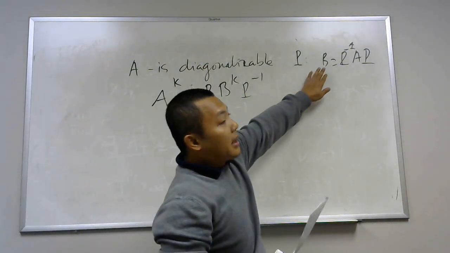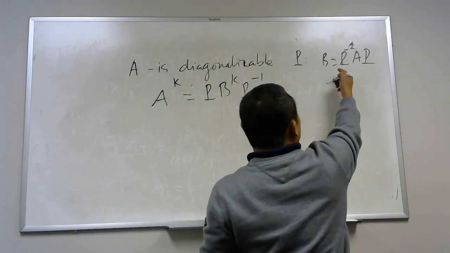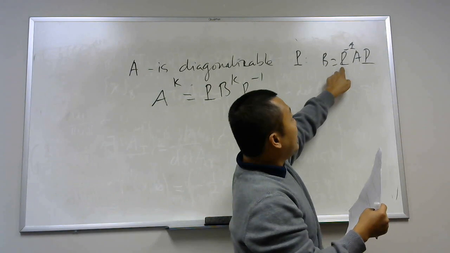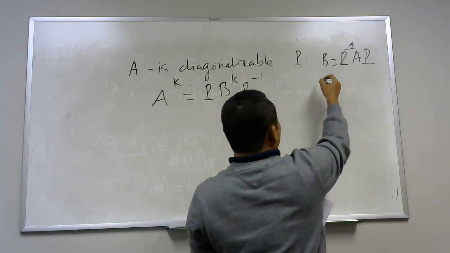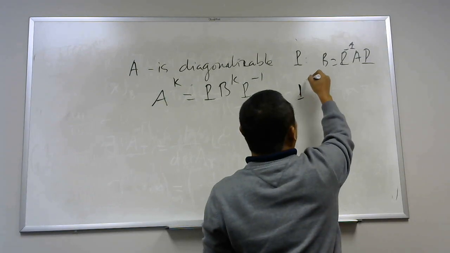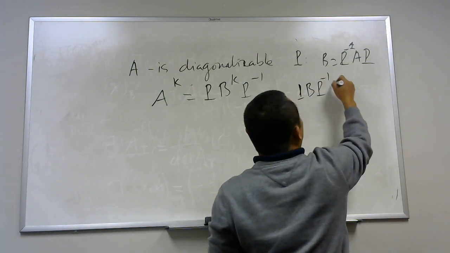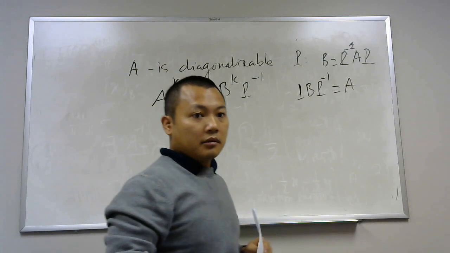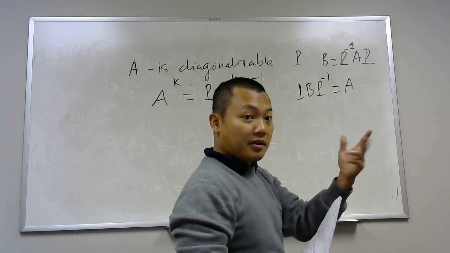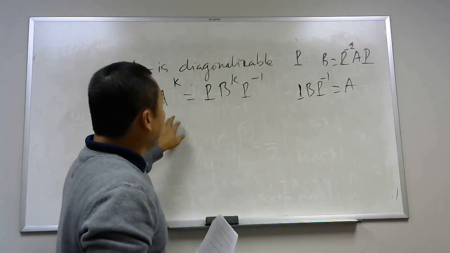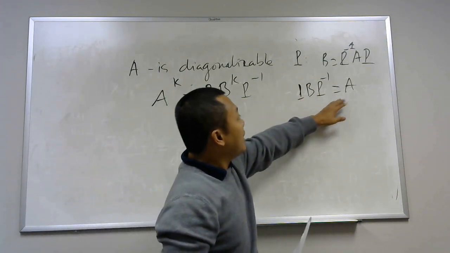From this identity, if you multiply from the left of B by P and from the right of B by P^(-1), you will get the following: P B P^(-1) = A. Right? Because each time you have P with P^(-1), they cancel out. And then from here, I have A equal to this.